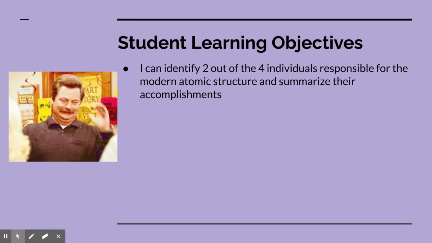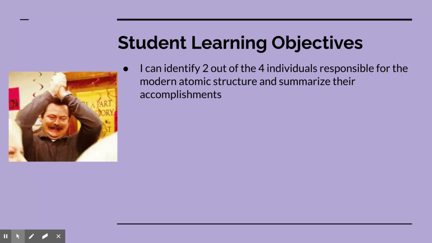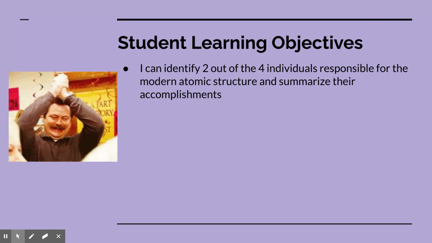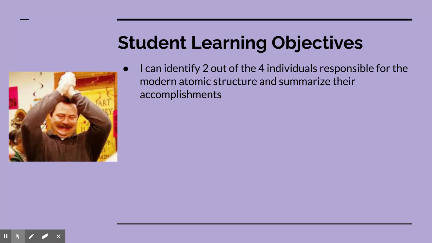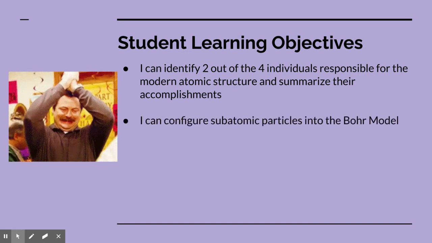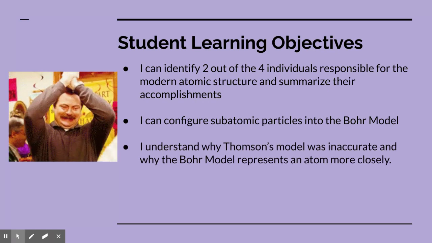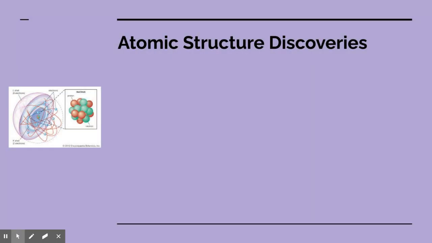So, here are your learning objectives. I want you to at least identify two out of the four individuals responsible for the modern atomic structure and summarize their accomplishments. I also want you to be able to configure subatomic particles into the Bohr model and understand why Thomson's model was inaccurate and why Bohr's model represents an atom more closely today.